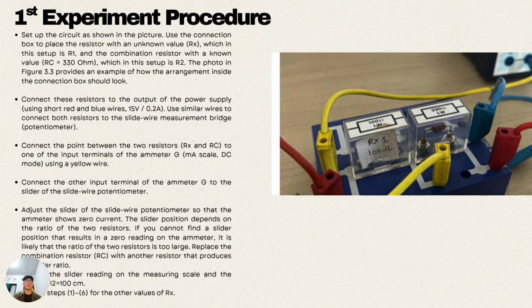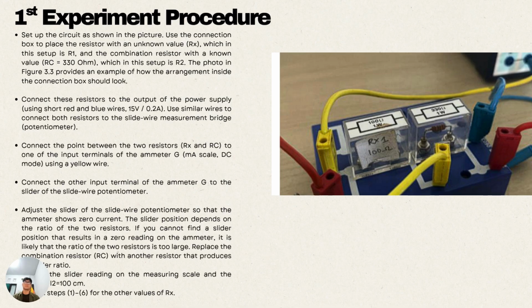First experiment procedure. We have to set up the circuit as shown in the picture, and then use the junction box to place the resistor with an unknown value, Rx, which in this setup is R1, and the combination resistor with a known value, Rc, which in this setup is R2. Connect the resistors to the output of the power supply using short red and blue wires. Use similar wires to connect both resistors to the slide wire measurement bridge. Connect the point between the 2 resistors Rx and Rc to one of the input terminals of the ammeter, using a yellow wire.